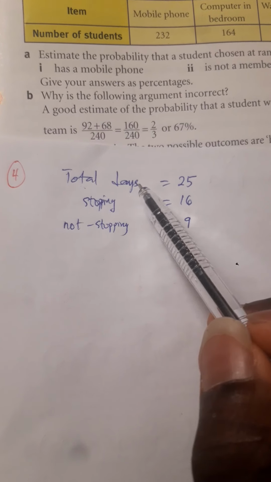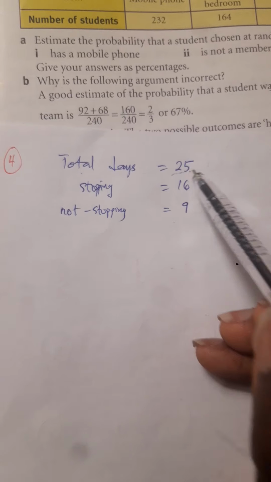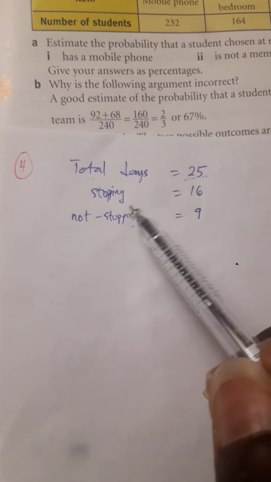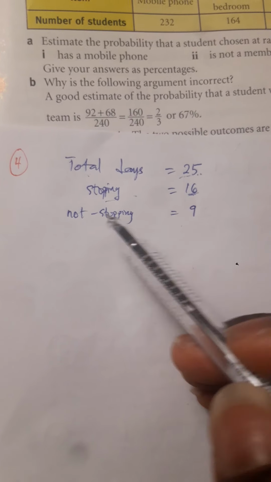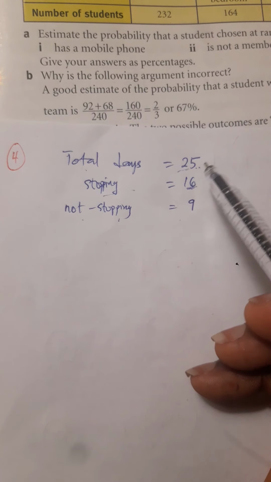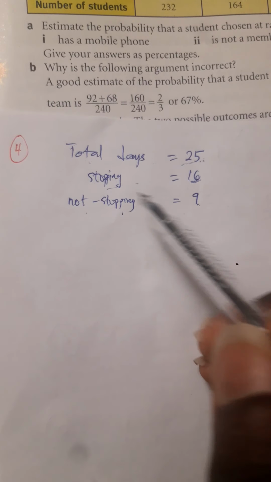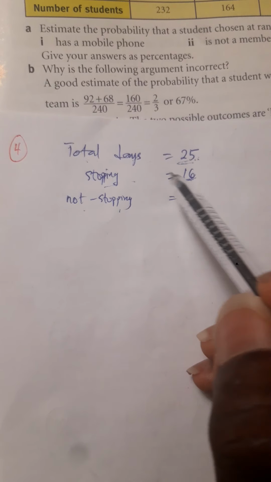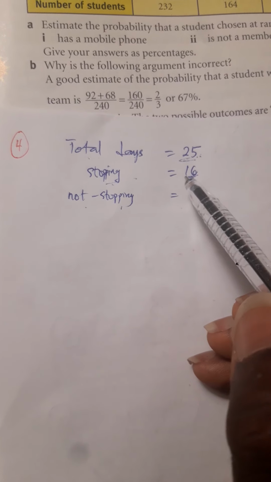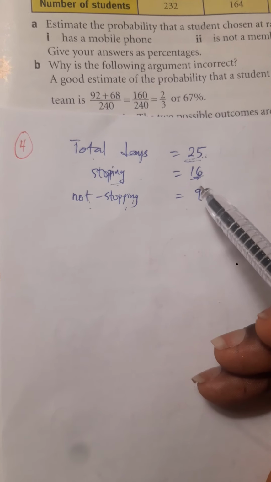Now the total number of days she went to work was 25 days. Out of these 25 days, she stopped for the traffic light 16 times. Now not stopping means what? 25 minus 16 to have 9. Do you get that? Out of 25 days she went to work, she stopped for the light 16 times. Not stopping means what? 25 minus 16 to have 9.